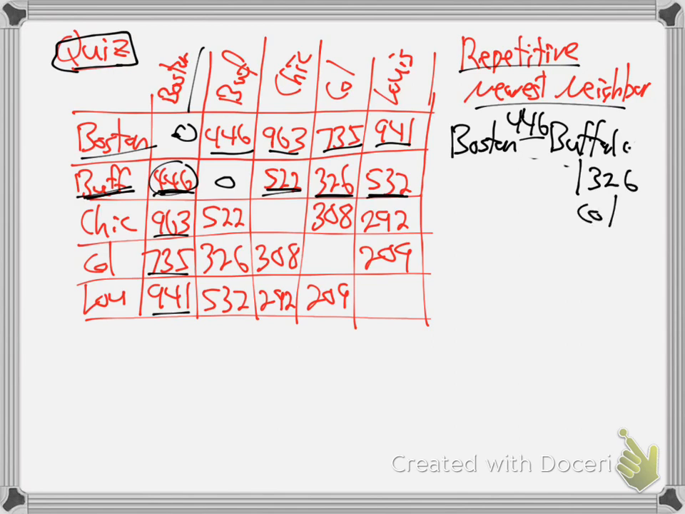Okay, so now I'm at Columbus. Then you look across Columbus: 735, 326, 308, 209. What's the nearest neighbor to Columbus? Louisville, 209 to Louisville.